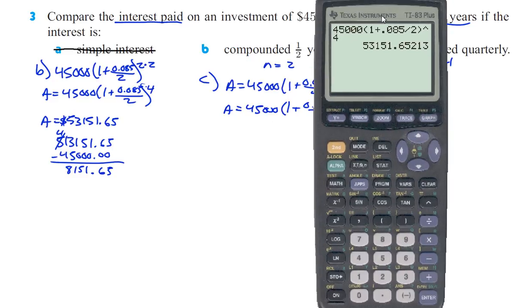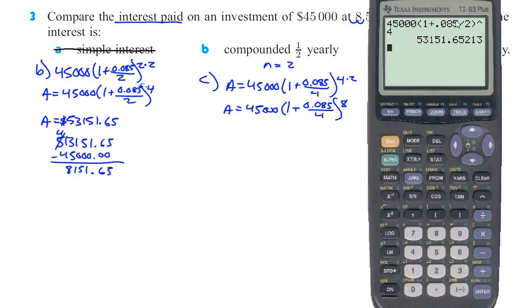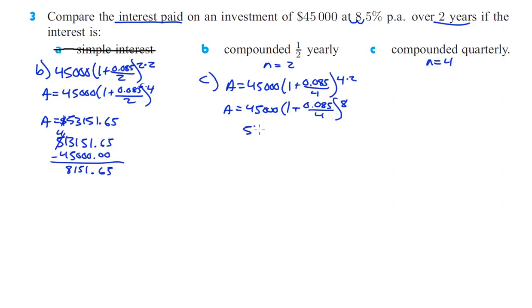Okay, so really what we can do here is we don't actually have to re-enter all this information. If you do second entry, it'll bring back the same thing that we just did. And if I go back, I'm going to want to change that 2 into a 4. And then I want to turn that 4th power into an 8th power and push enter, and we get 53,243.80. Okay, so that's the amount they're going to end up with on that one.